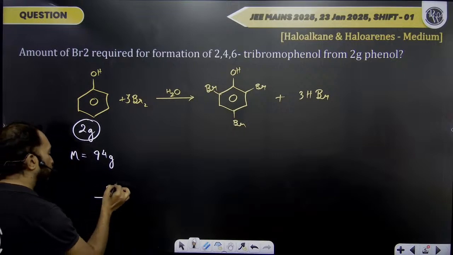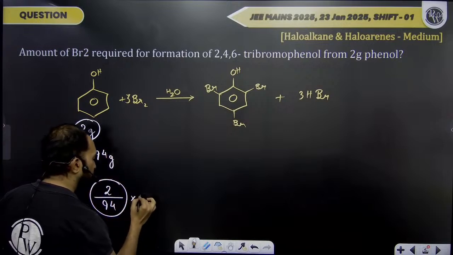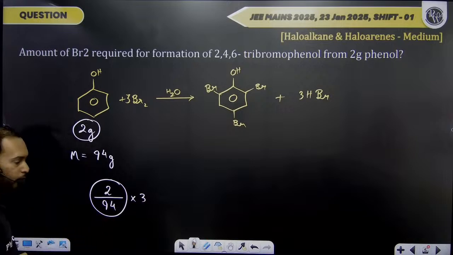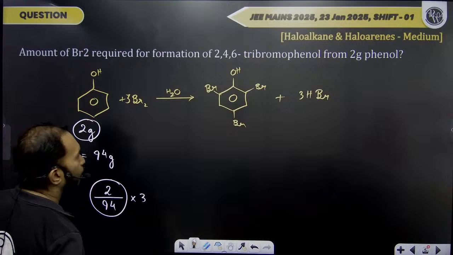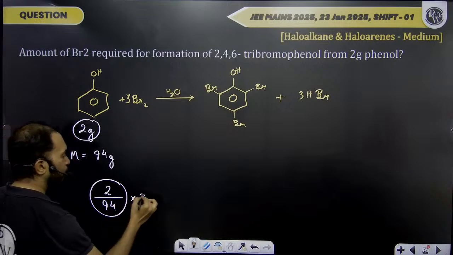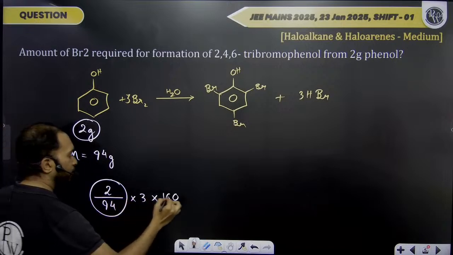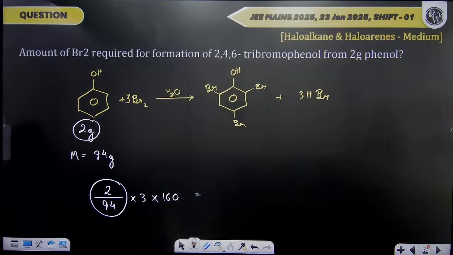For 1 mole of phenol, how many moles of Br2 is required? 3 moles. So you will multiply it with 3. Now this gives you the number of moles of Br2 required. In the question, the mass of Br2 is asked. Molar mass of Br2 is 160. So the final answer will be 2 by 94 into 3 into 160.